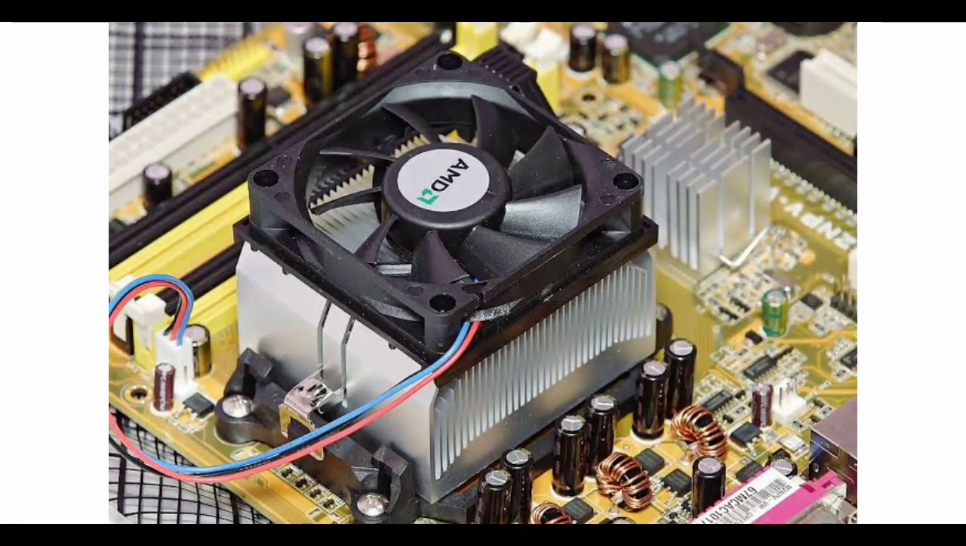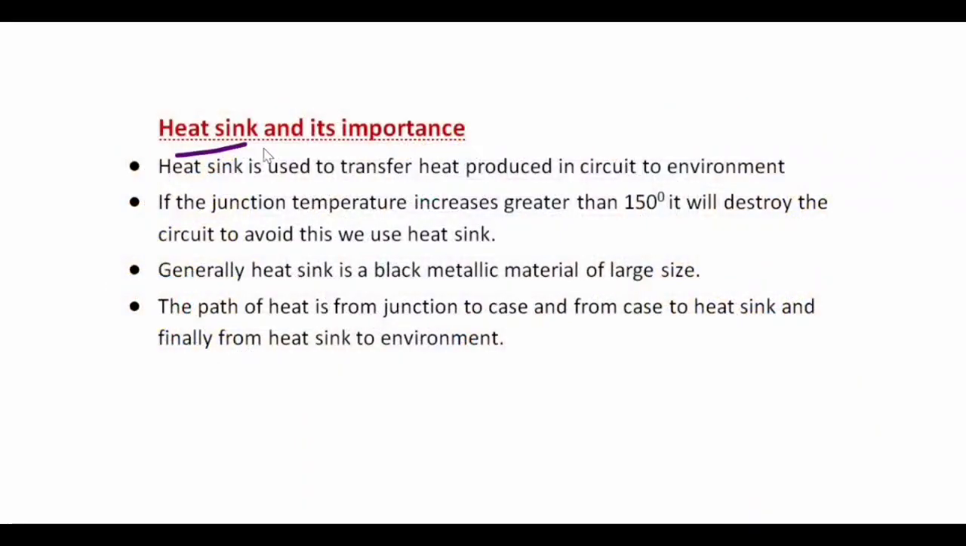The heat sink is a device that absorbs the heat that is produced in the circuit, and that is the main importance of the heat sink. Heat sink is nothing but it sinks the heat into the environment, and this decreases the temperature throughout the circuit. And what is a heat sink?